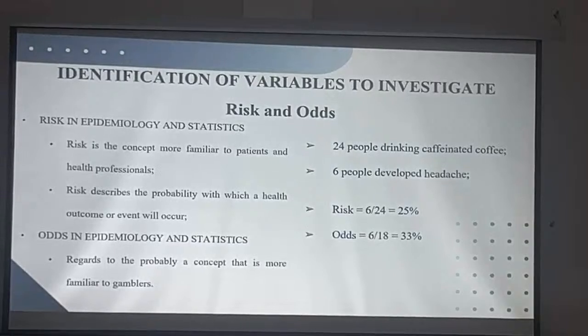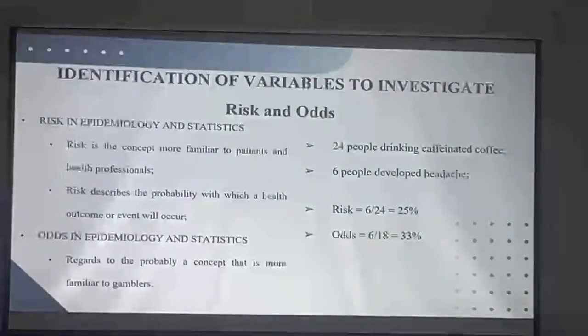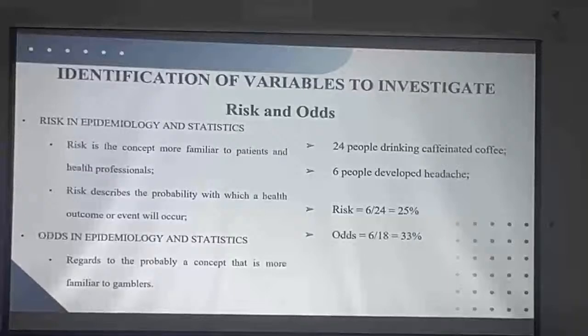So let's say in our potential trial, we have 6 people among 24 who develop headache after taking the intervention that we're going to have. So the risk, the probability for a person to develop a headache from our data set, is 6 people over 24, which goes to 25%. So whenever you see a risk, you're going to think about the percentage. On the other hand, whenever you see the word odds, you're going to think about chance.